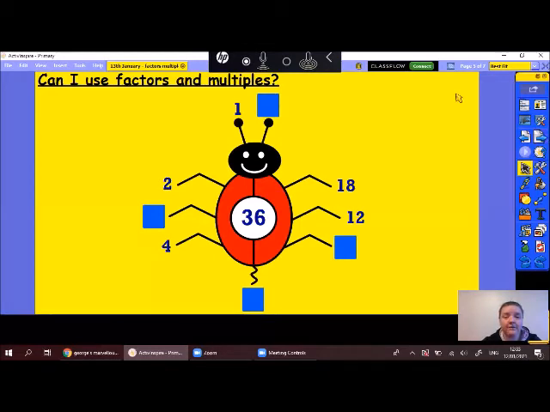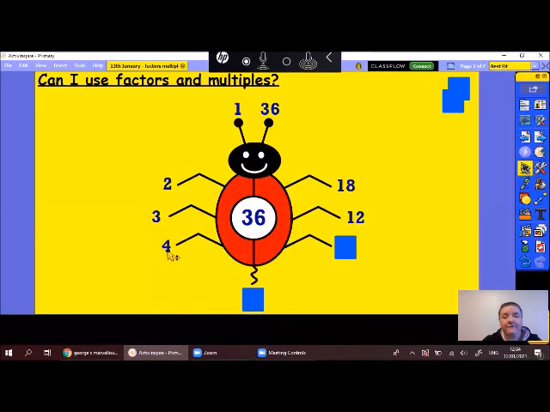We'll start from the top. 1 times something makes 36. Well, that would be one group of 36. The next legs are already done. 2 times 18 or double 18 makes 36. The next set of legs, we've got 12 times something. How many 12s go into 36? 3. 3 12s or 12 3s.